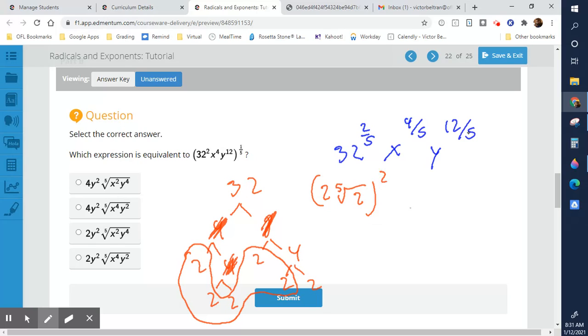With the y, however, I need to find multiples of 5. Well, multiples of 5 are 5, 10, 15. Well, 15 is too high for this 12. So that means I have this 10 over 5 plus 2 over 5. So now I break this down even more. I'm going to want to do this squared right here. I need to square this out a little bit.